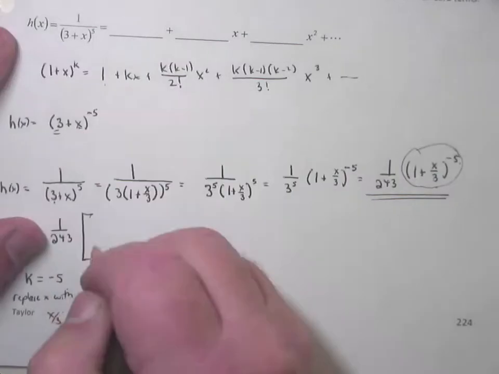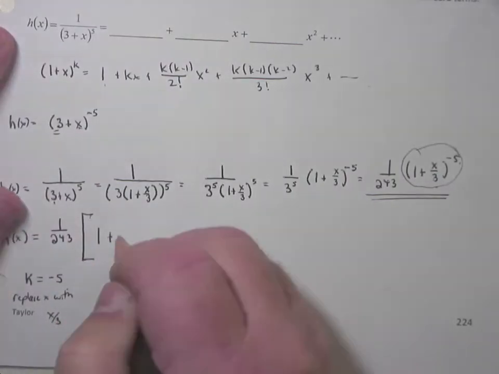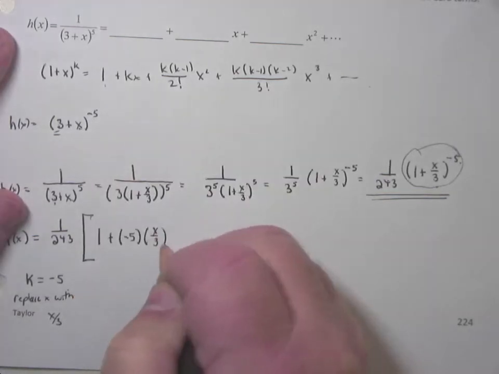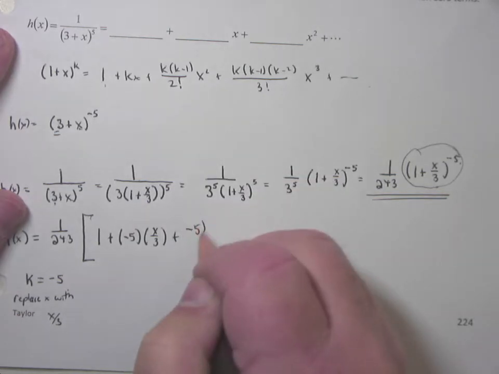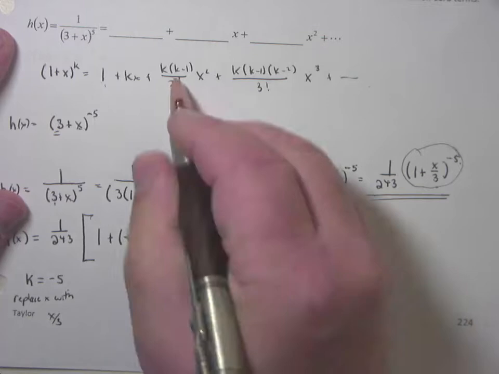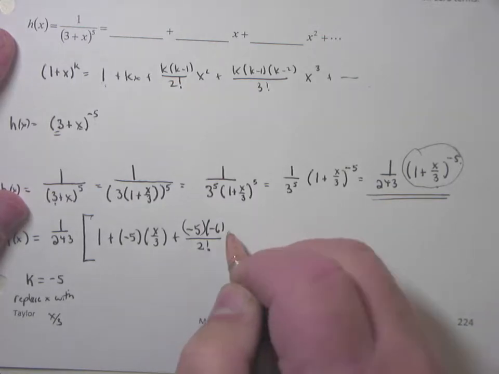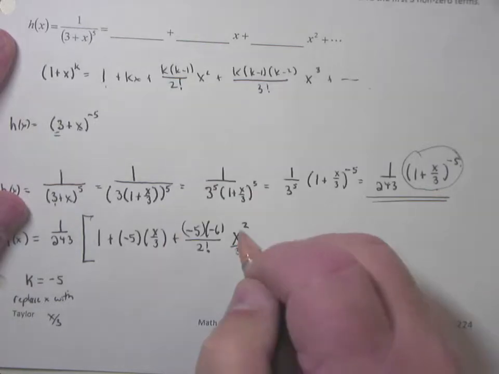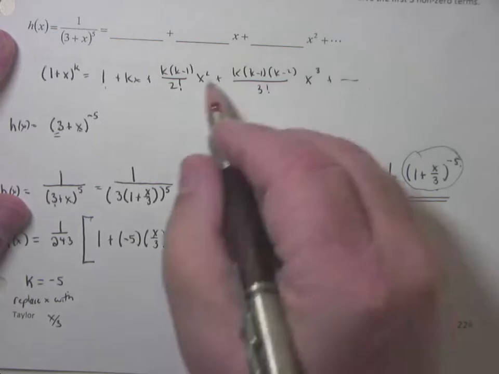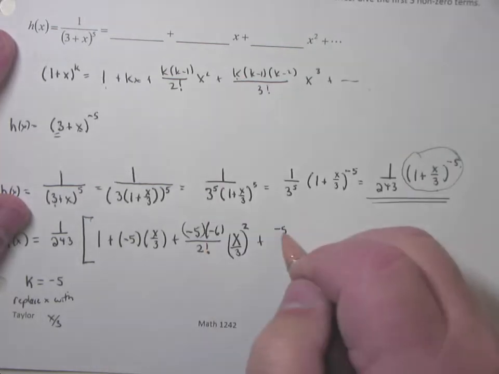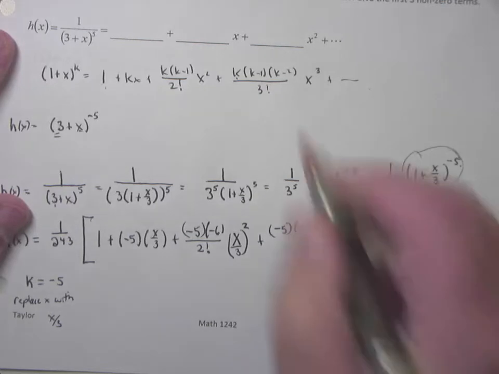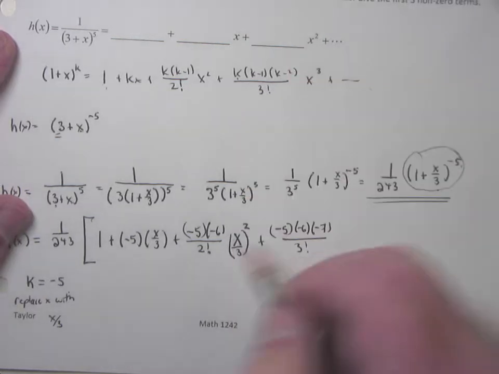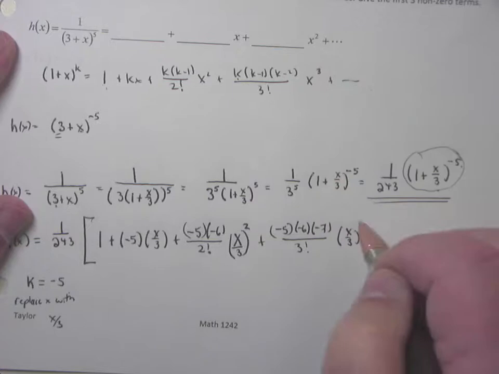So here we go. First term is 1 plus k, where k is equal to negative 5, times x, replacing x with x over 3. Plus k, which is negative 5, times k minus 1, which is negative 6, divided by 2 factorial, times x squared, but in place of x we're putting x over 3, squared. Plus k, which is negative 5, times k minus 1, which is negative 6, times k minus 2, which would be negative 7, over 3 factorial, replacing x with x over 3, cubed, plus dot, dot, dot.